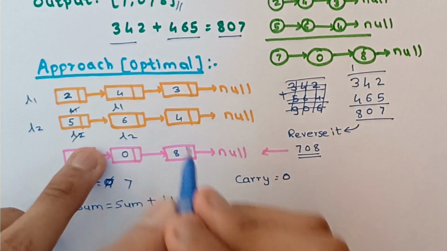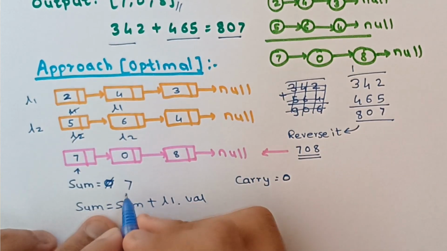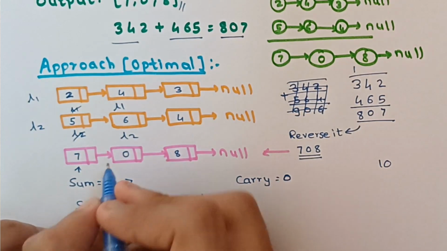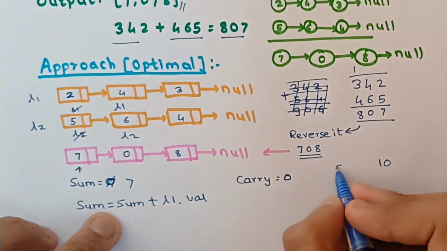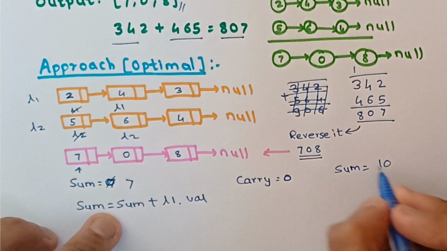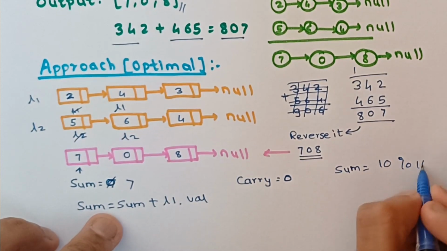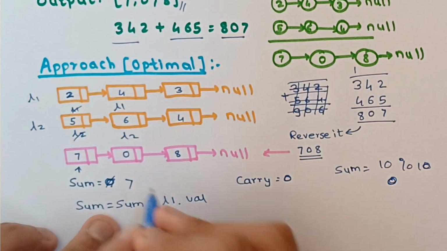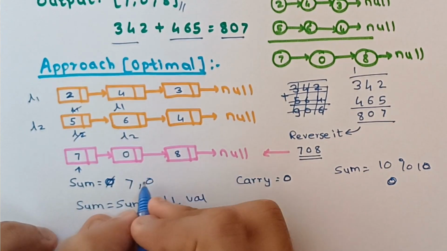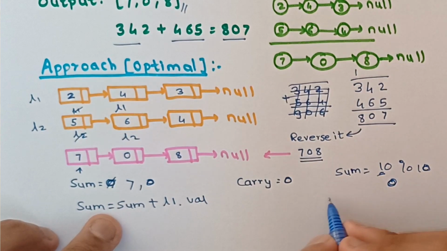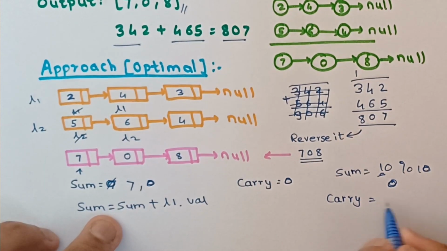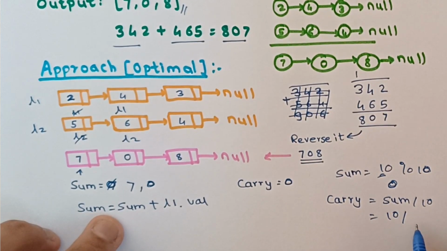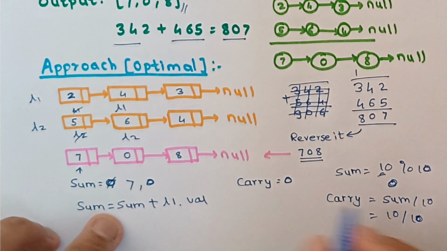After adding 4 and 6, the output will be 10. But 10 is a two-digit number, so we can't store it in a single node. So we take sum modulus 10. 10 modulus 10 gives remainder 0, so 0 is added to the linked list. But we have to store the extra one in carry. Carry is equal to sum divided by 10. Now 10 divided by 10 is 1, so carry becomes 1.